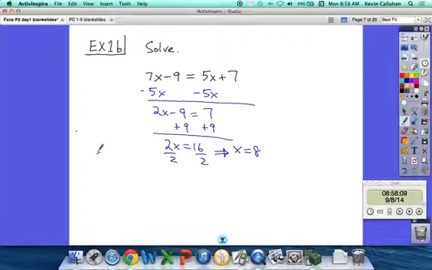Now, as the last step, what could you do? You could check. You could plug it back in and see when you plug in 8. 7 times 8 is 56. 56 minus 9 is 47. 5 times 8 is 40. Plus 7 is 47. Yeah, it checks. Good?